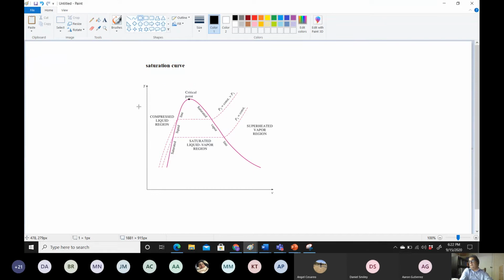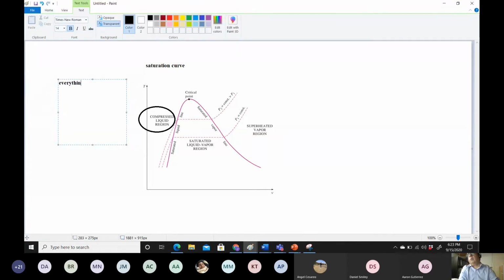So everything on the left-hand side of the curve shows, it says compressed liquid, but just say liquid region. Liquid only region. The liquid that exists in our rivers and streams and in the ocean, that's compressed liquid. We don't think about it that way, but it is under atmospheric pressure, right?